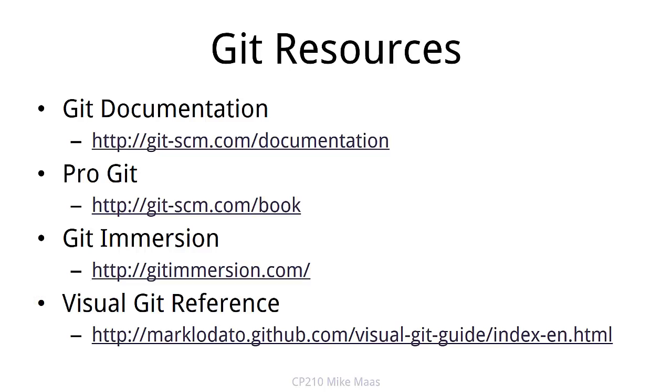Okay, so some resources. Obviously the Git documentation is a great place to go. There's a free Pro Git book that's quite good. I also happen to like these other sites like Git Immersion and the Visual Git Reference, but feel free to look for your own resources.